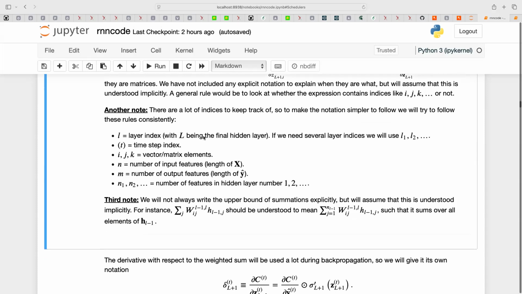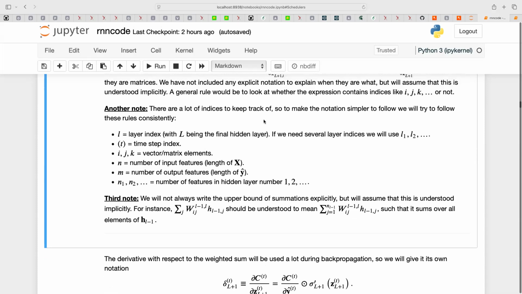There is another note here. There are a lot of indices to keep track of. To make the notation simpler to follow, we will use L for layer, with uppercase L being the final hidden layer, and L plus 1 being the input to the cost function, that is, the output from the final hidden layer. You have several layers with indices L1, L2. There's a given time step, and then we will have subscripts for vector and matrix elements, and the number of input features.